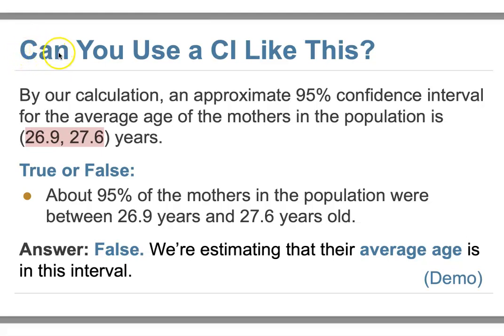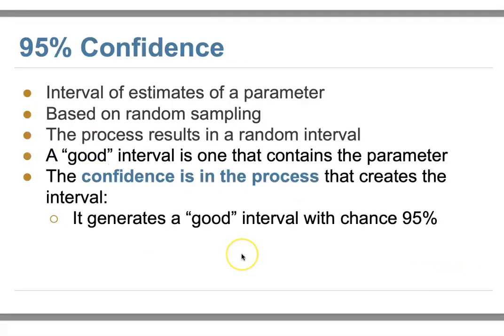I hope that helps you understand better. So you can go through this slide again and think about that. Okay, so the 95% confidence is the confidence level. This confidence level will give us the interval estimate of the parameter based on the random sample. So the process gives an interval. A good interval, of course, will contain the parameter. The confidence is in the process that creates the interval. So it generates a good interval with a 95% chance, with 95% confidence.